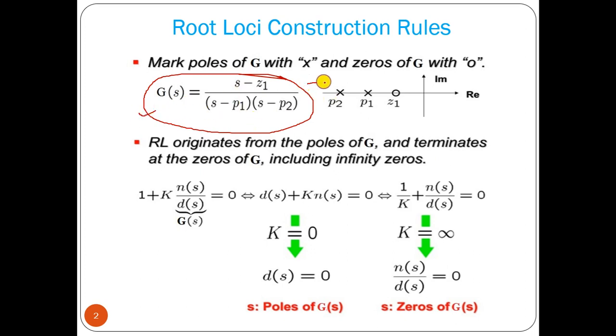From that we can plot the pole zero map in the s plane, where pole is marked by this cross and zero marked by this zero symbol. Now root locus basically originates from the poles of the transfer function G and terminates at the zeros of the transfer function, including infinity zeros. Now what is infinity zero?